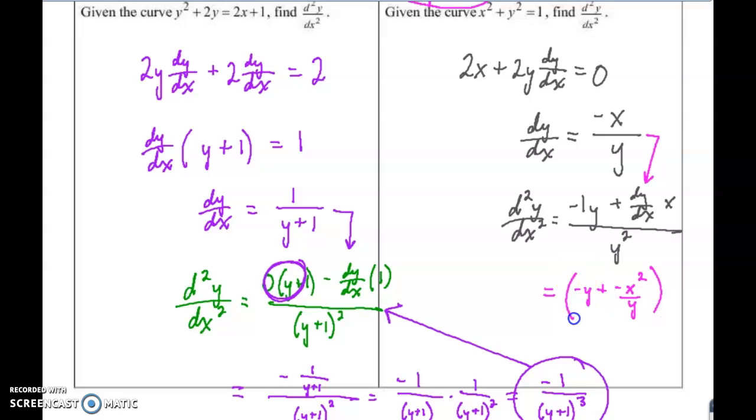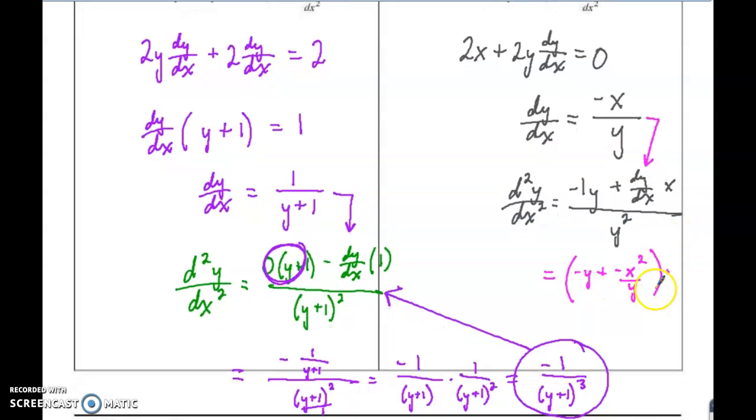And then remember, I'm skipping a step here because I kind of showed you the steps on the previous problem, that dividing by y squared is the same thing as multiplying by 1 over y squared. So if I distribute that in, my answer will be negative 1 over y, because one of the y's will cancel, and then minus x squared over y cubed. And this is a good enough answer.